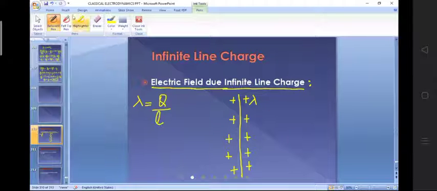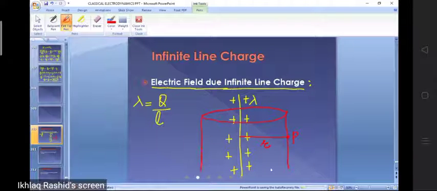Now I have to calculate the electrostatic field at this point. Suppose there exists this point, which is point P. It's at a distance of r from here, and we are interested in calculating the electrostatic field at point P. Since it is cylindrical symmetry, the Gaussian surface will be a coaxial cylinder, like this. This will be the Gaussian cylinder.